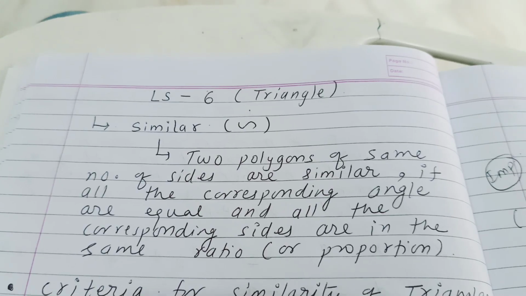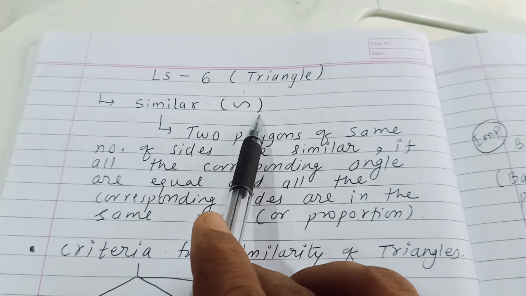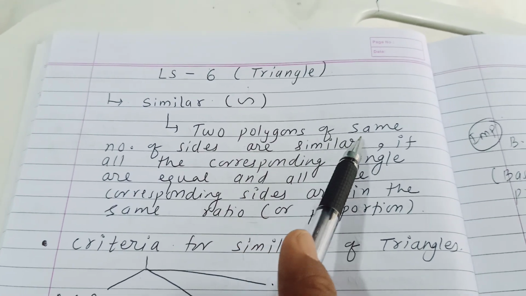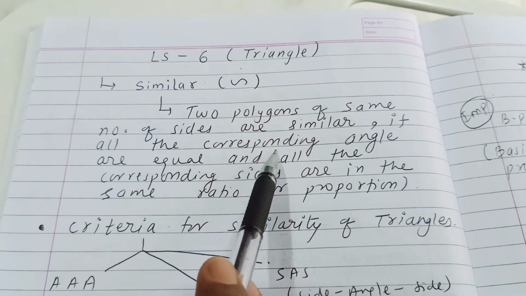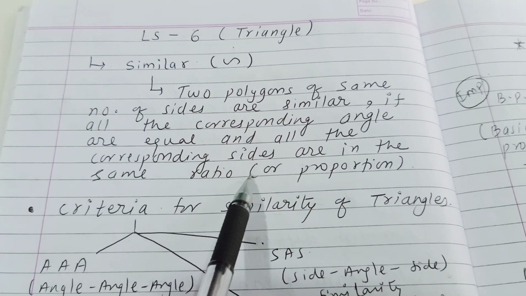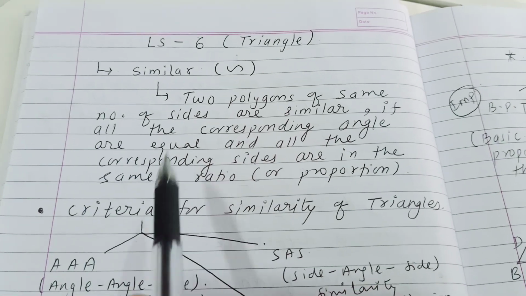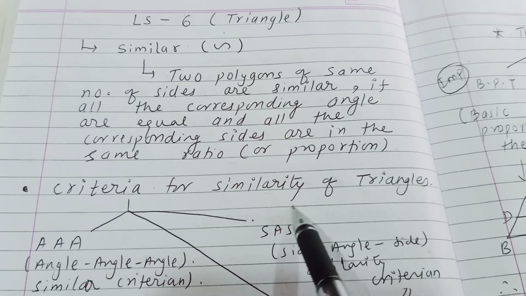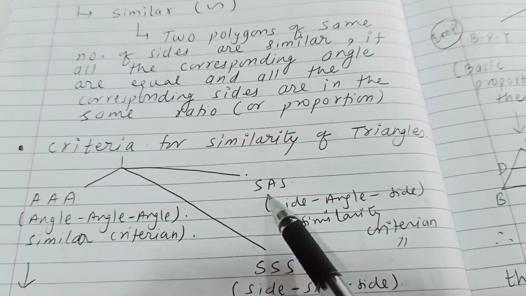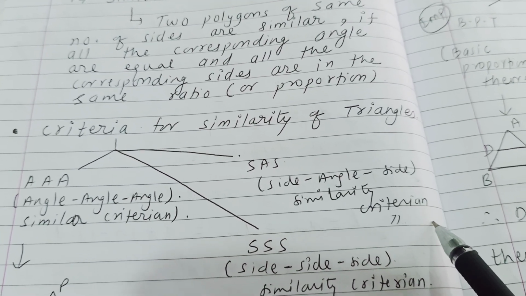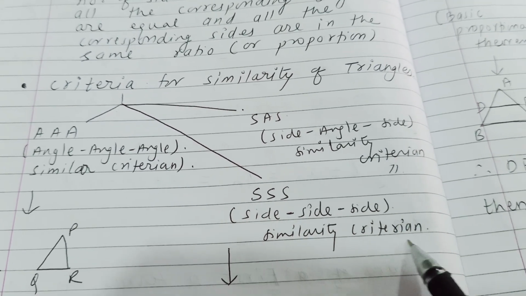Okay, and now that is triangle. In triangle, you have to importantly remember that the sign of similar is this, and if two polygons of the same number of sides are similar, if all the corresponding angles are equal and all the corresponding sides are in the same ratio or proportion, that is called similar. And criteria of similarity of triangles you have are AAA, angle similarity criterion, SAS means side angle similarity criterion, and the third one is SSS, side similarity criterion.